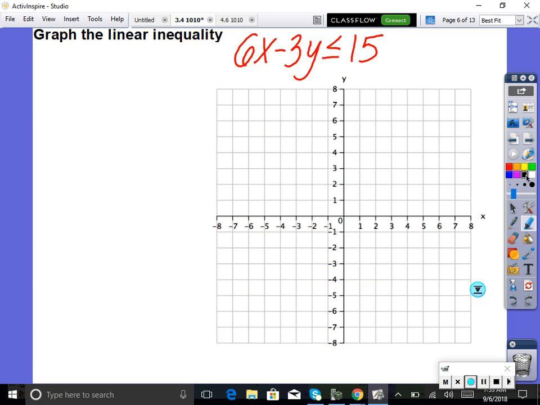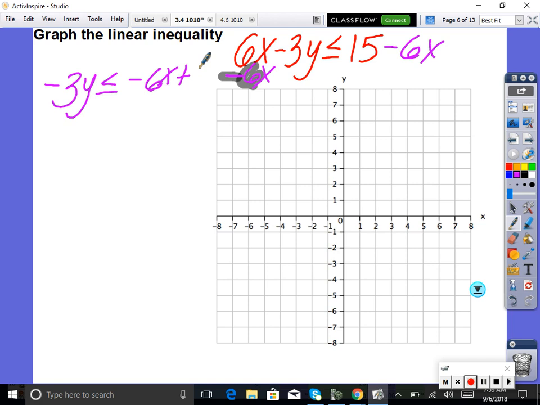So let's get this one in y equals mx plus b form. The reason I'm doing this one is to remind you of something. So we're going to subtract 6x from both sides. So right now I have negative 3y is less than or equal to negative 6x plus 15. Then what would I do? Divide by negative 3. We just divided by a negative, so we've got to change the sign of the inequality. The rules never change. So y values are greater than or equal to, changing the sign.